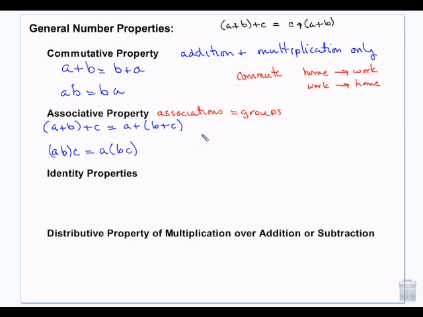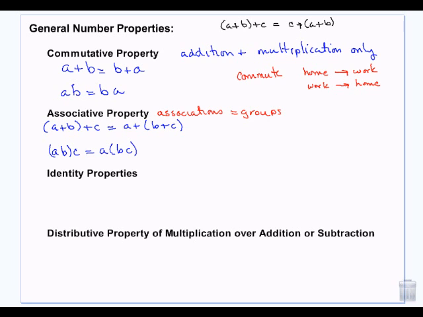Because associations are groups, I could group the class. I could take you and group you by girls and boys. Or I could group you by the people on the right and the people on the left. I'm changing the groups, but it's still the same number of people. So that's what associative property does.